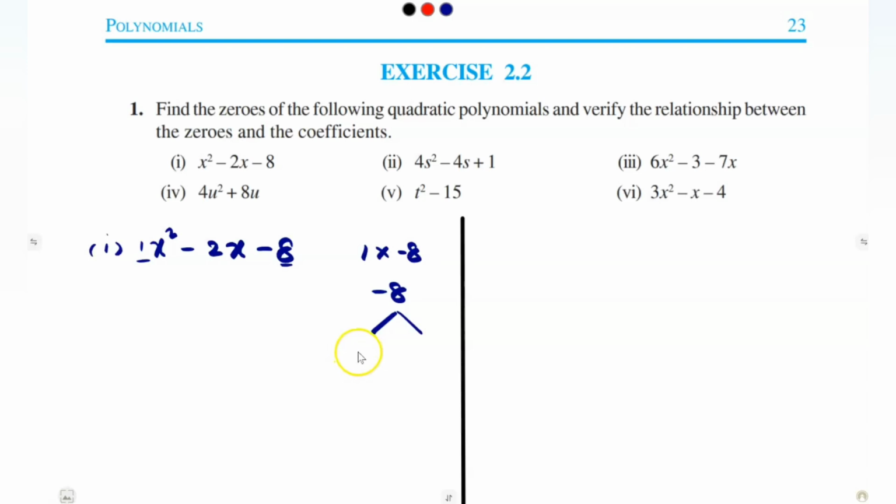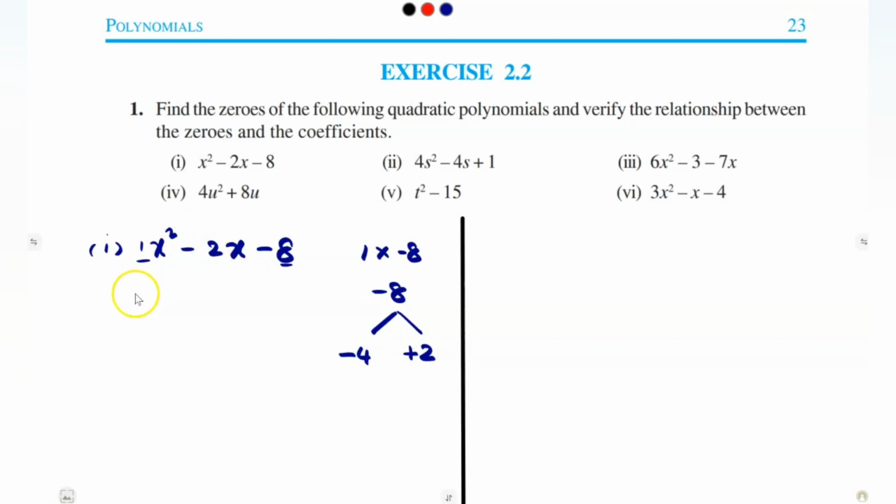Right, so I'll take 4 times 2 is 8. As it is negative, let's take a negative sign. One is negative, one is positive. We have the middle number as negative, so take the bigger number as negative and this one positive. So minus 4 plus 2 gives you minus 2, the middle number, the middle coefficient.